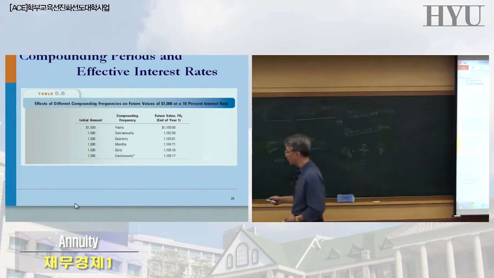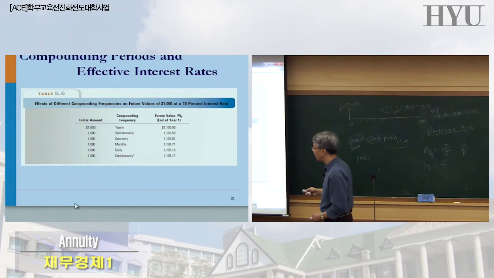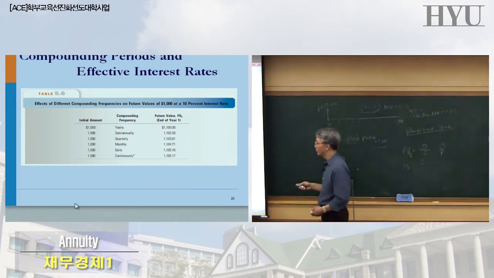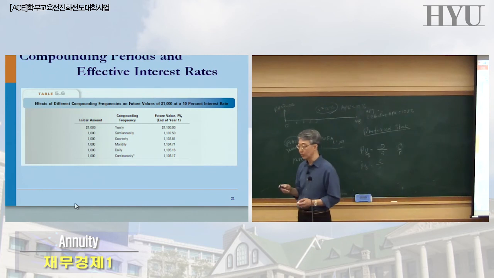We're talking about the same $1,000 initial amount or principal, right? And we're talking about a 10% interest rate. I guess that's an annual interest rate, right? 10% annual interest rate. If you compound just once, in other words, if you compound yearly, then the total value is $1,100 because 10% interest is added to the $1,000 principal just once, right?